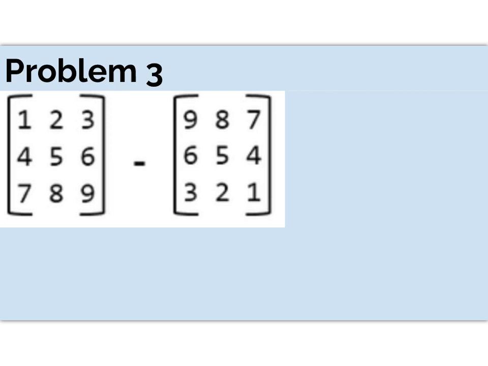Subtract. So this is a 3 by 3 matrix. And we should be left with a 3 by 3. 1 minus 9 is negative 8. 2 minus 8 is negative 6. 3 minus 7 is negative 4. 4 minus 6 is negative 2. 5 minus 5 is 0.